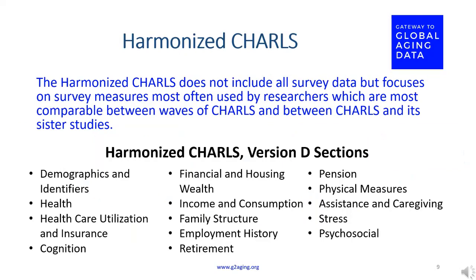It is important to note that the Harmonized CHARLS dataset does not include all of the survey questions that are asked by CHARLS. Instead, harmonized datasets focus on survey measures which are most often used or requested by researchers, and which are most comparable between waves of CHARLS and between CHARLS and its sister studies. Version D of the Harmonized CHARLS has 14 sections that you can see listed here. This includes the physical measures, assistance and caregiving, stress, and psychosocial sections that are new to version D.